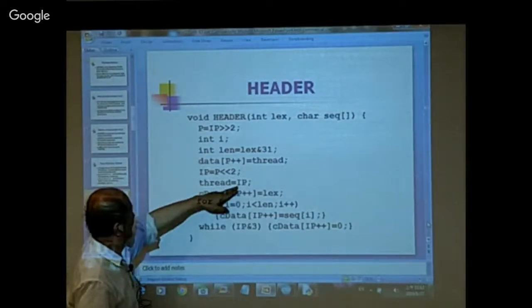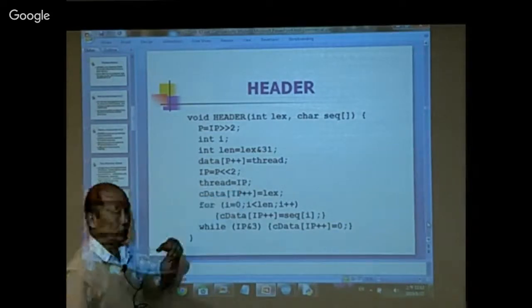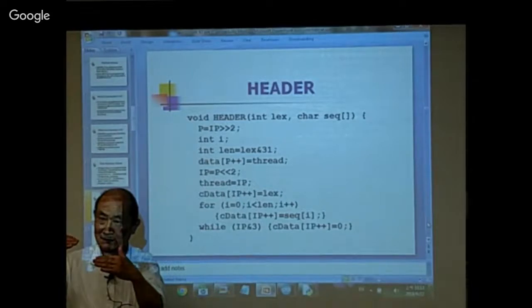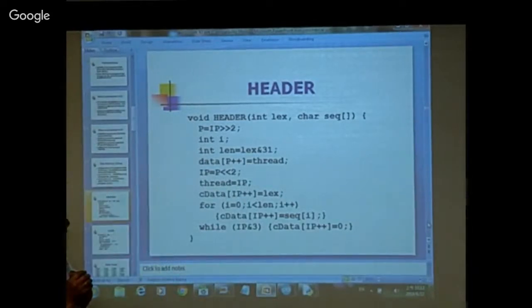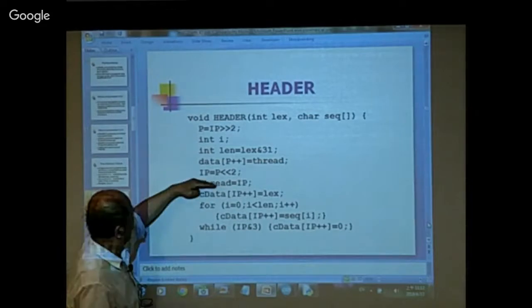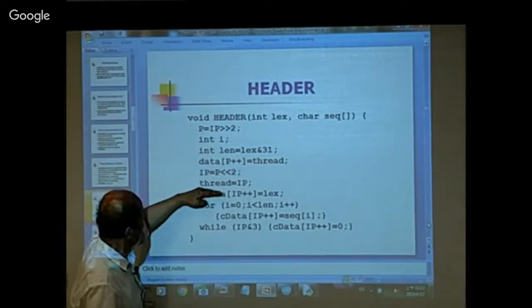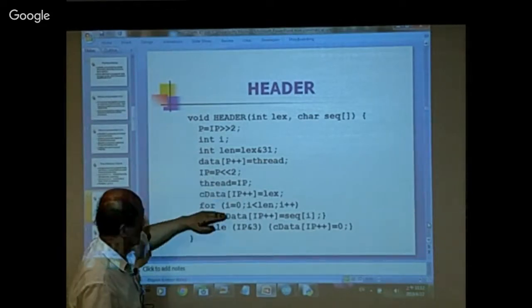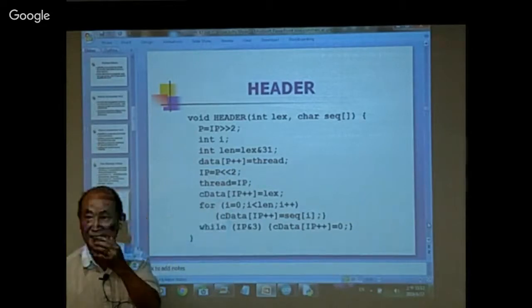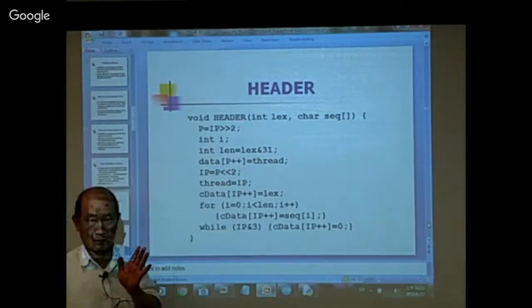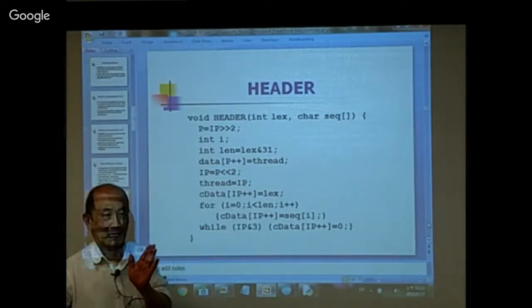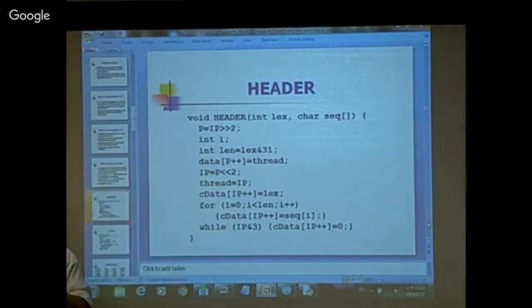So this name field is variable length. We have to force it to end at the word boundary. This code would keep on compiling, adding zeros to the end until it hits the byte boundary, word boundary. So this is how you construct the header, which has a link field and a name field.